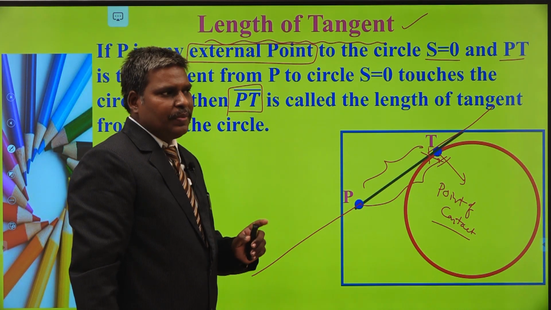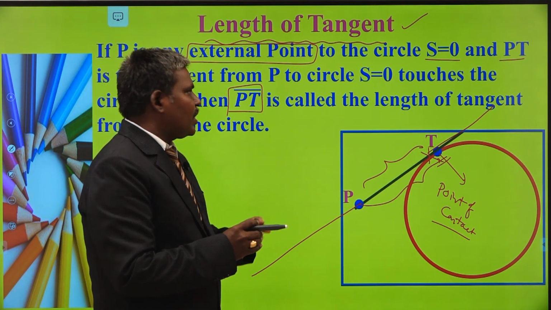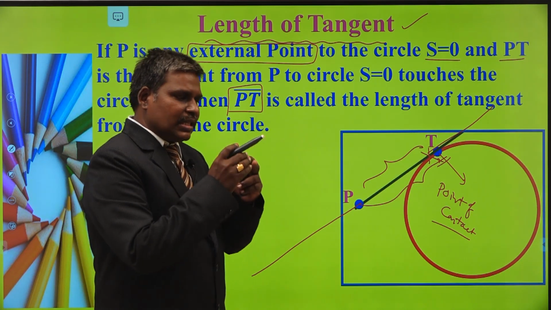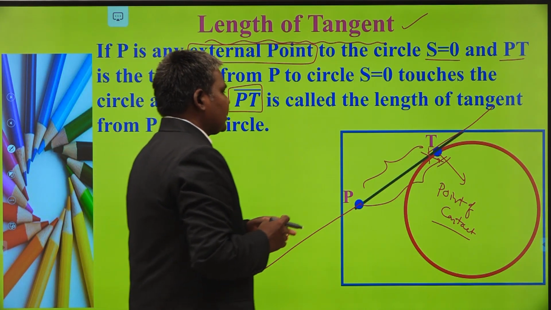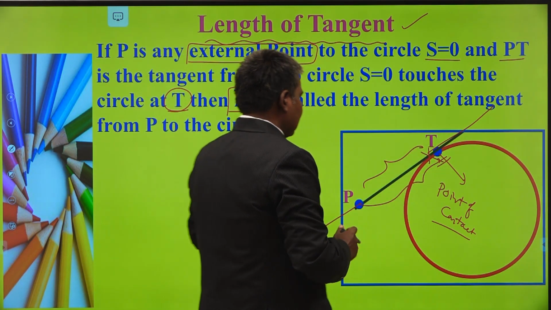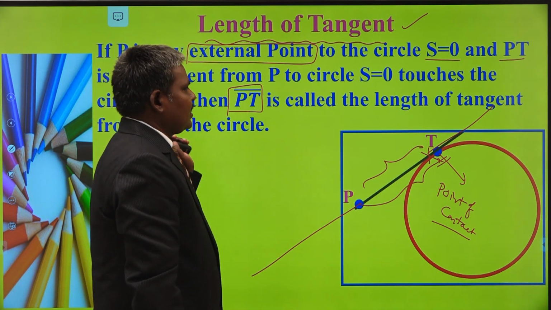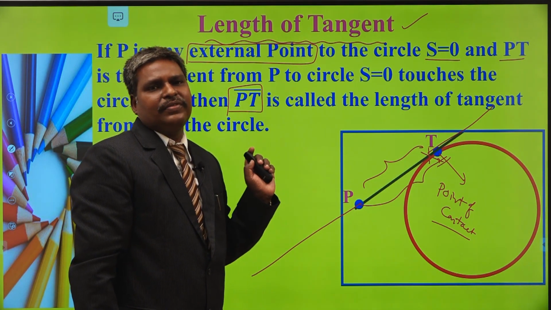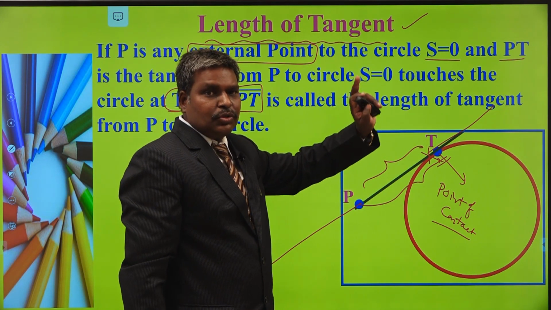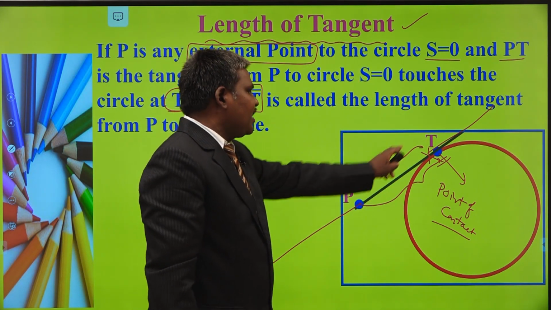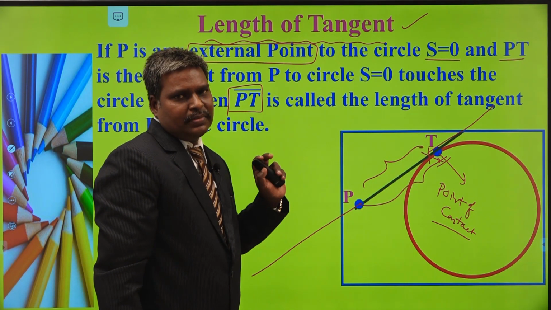By length of tangent, we mean the distance from the point which is outside the circle, from which we are going to find the length of tangent, to the point of contact. By point of contact, I mean where the tangent touches the circle. So the distance PT is called the length of tangent from P to the circle. This is the definition of the length of the tangent. Understand? The entire line is tangent, I agree with you. But length of tangent is defined in this manner: the distance from the point P to the point of contact T. Right?